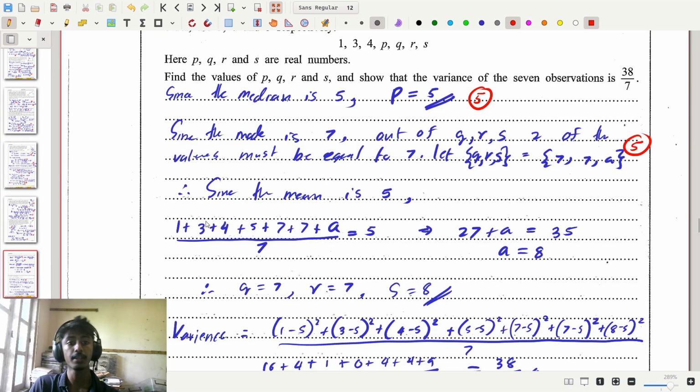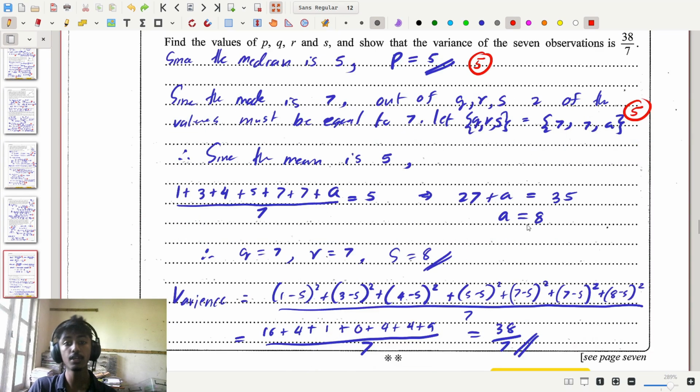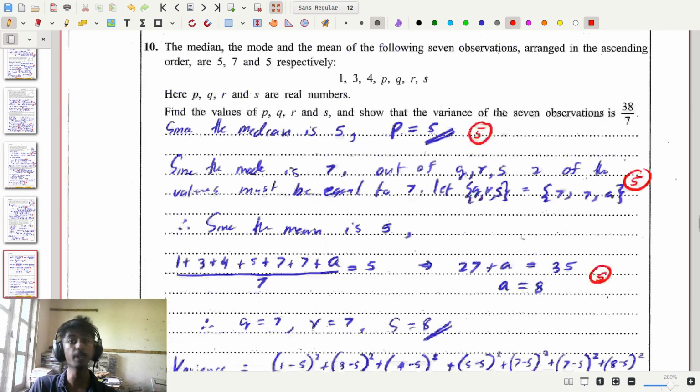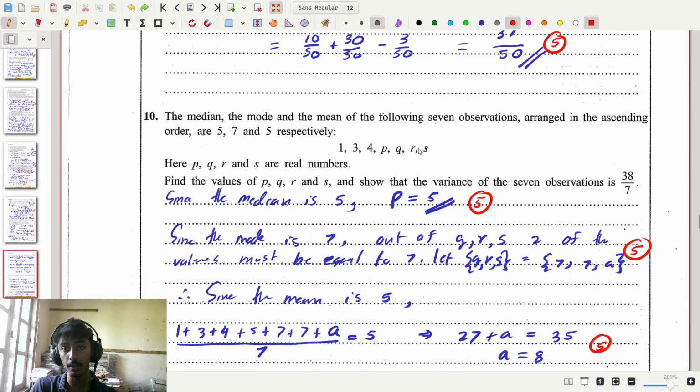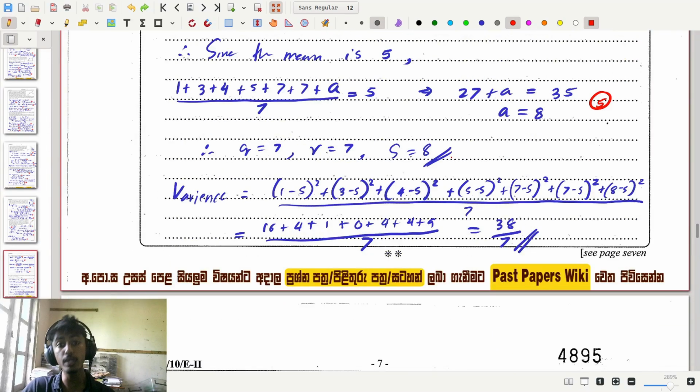Now after that, when you say that since the mean is 5, the sum of all our values divided by 7 must be equal to 5, and therefore from that we get A equals 8, for this we get 5 marks. After this, when we deduce that since our observations are in ascending order, the lower 2 values Q and R must be equal to 7, and the highest value S must be equal to 8, and write Q equals 7, R equals 7, and S equals 8, you get another 5 marks.